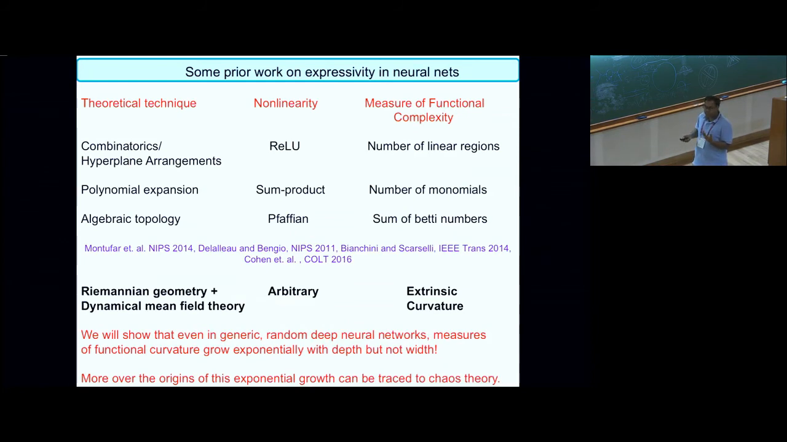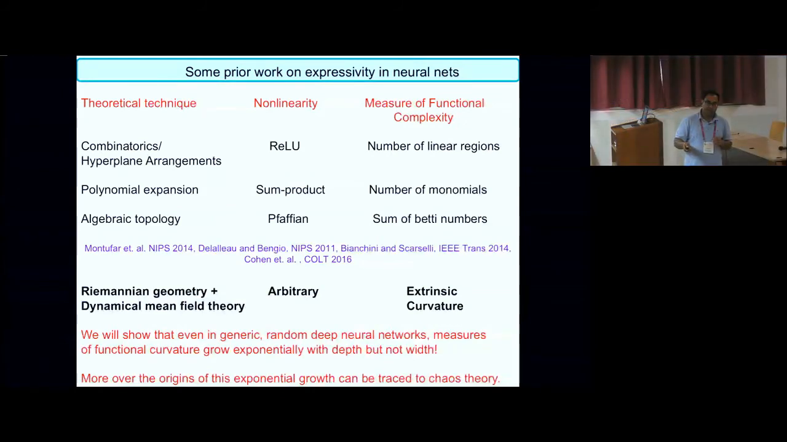Okay, so one might think that there's a more general theory out there, and so we're providing a slightly more general theory, where we're combining Riemannian geometry with dynamic mean field theory that allows us to look at arbitrary nonlinearities. This type of mathematics, which in deep learning is slightly novel, allows us to look at arbitrary nonlinearities, and we look at the curvature of the function as a measure of its complexity. And what we can show then is that even for a generic random deep neural network, measures of functional curvature grow exponentially with depth but not width. And moreover, the origins of this exponential growth can be traced to the theory of chaos.